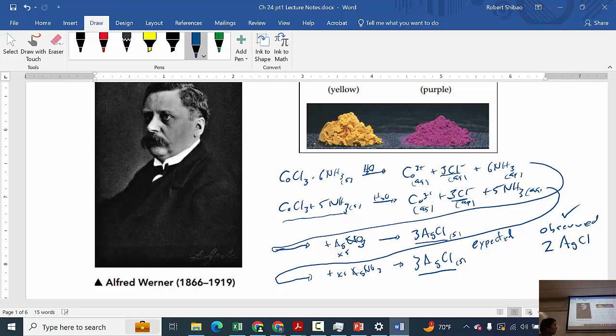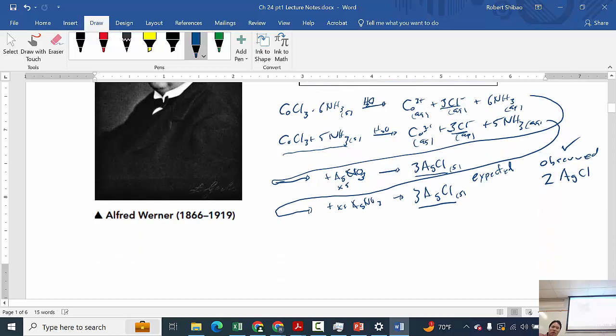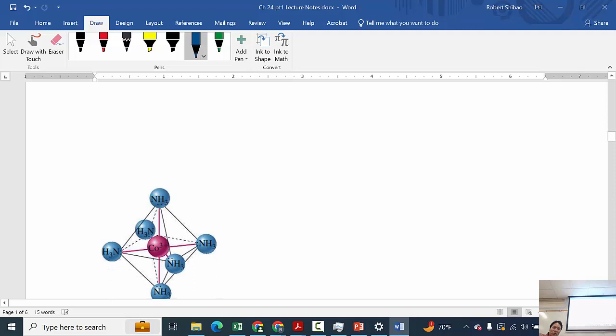So something's wrong with our structural understanding of this. The ammonias aren't just trapped in void spaces. Do you guys remember the different kinds of void spaces we had in crystals? The octahedral, the tetrahedral voids. They aren't trapped in those void spaces. Something else is going on. So to make a long story short, there's a more complex structure in there.